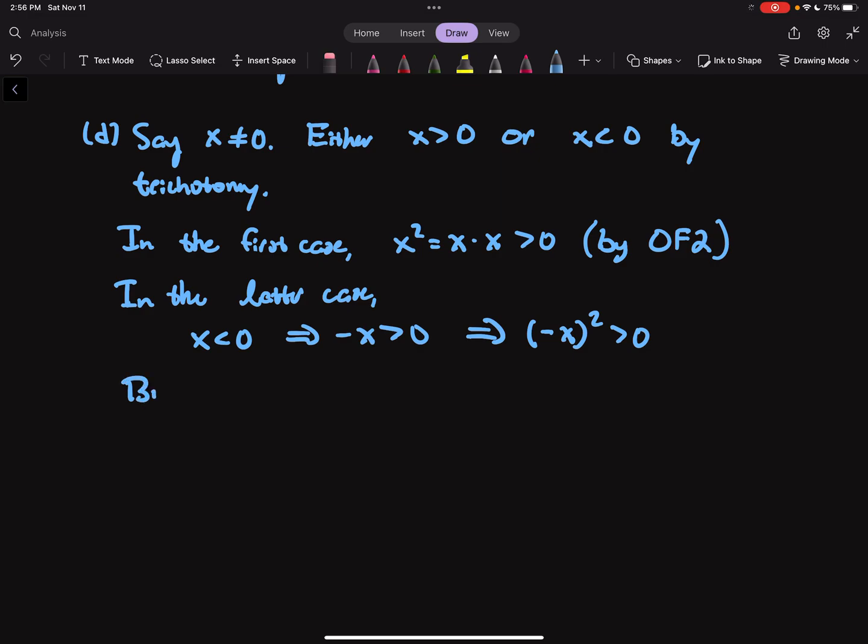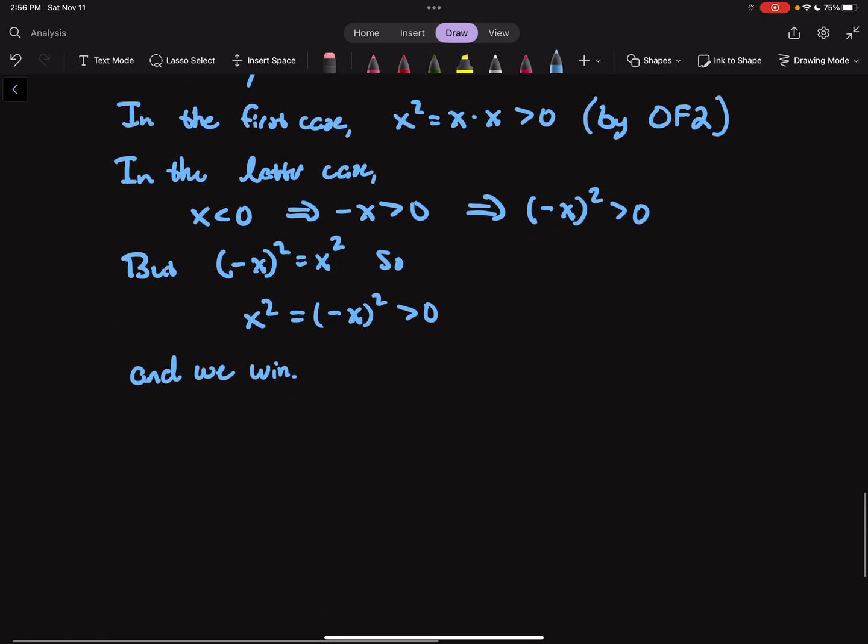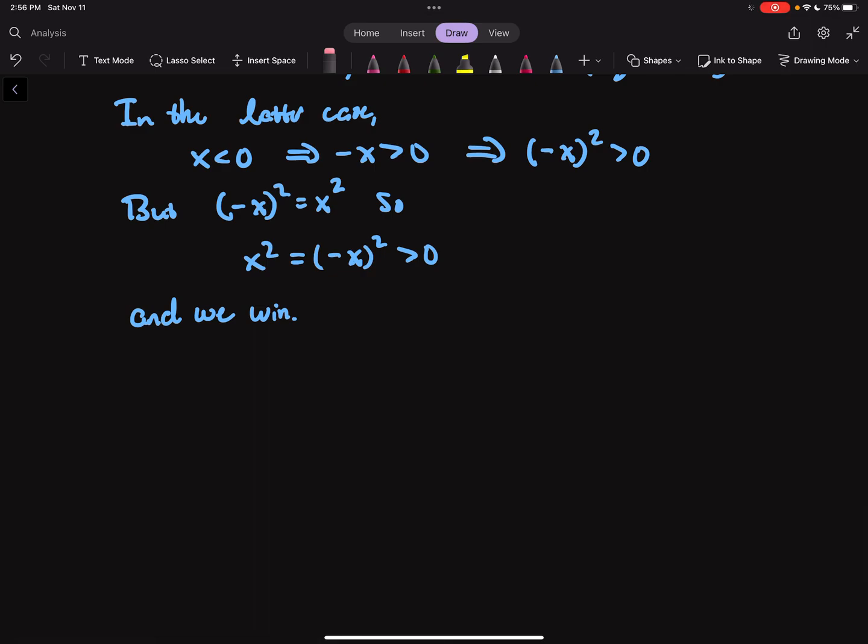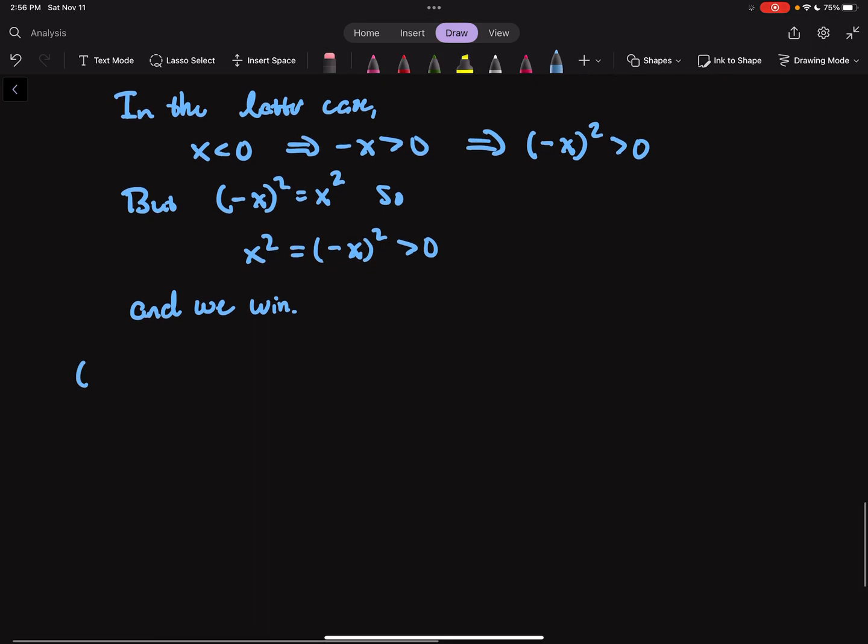Okay, but negative x squared is just x squared. So x squared equals negative x squared is bigger than 0, and we win. Okay. We want to show that 1 is bigger than 0. Well, 1 equals 1 squared, which is bigger than 0 by D. Okay, so that was a one-liner.